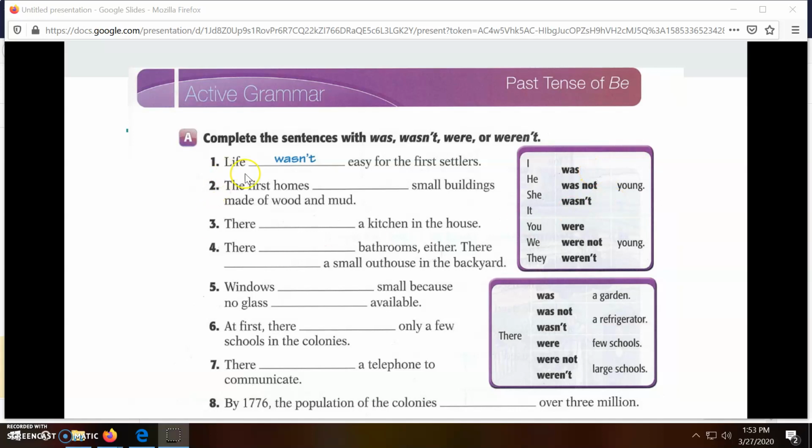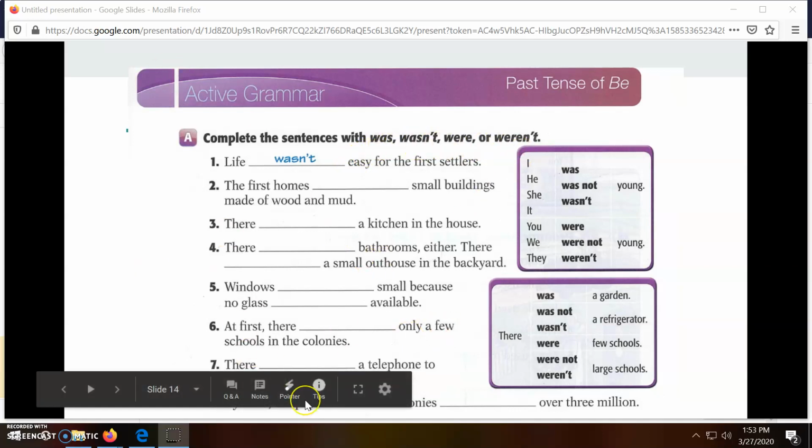Okay. So number one says, life wasn't easy for the first settlers. Wasn't is a negative form of the verb to be. Life is a singular noun, so that's why we use was or wasn't in this case. So you need to fill in the blanks with either was, wasn't, were, or weren't. Okay, all these sentences have to do with colonial life in America.